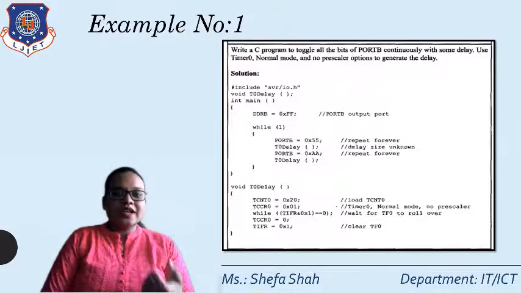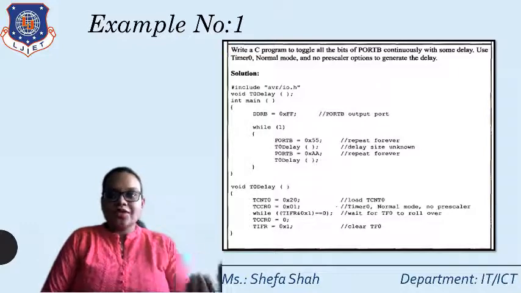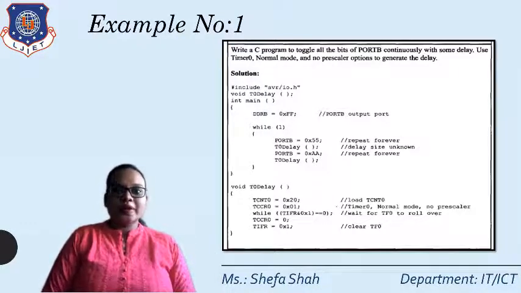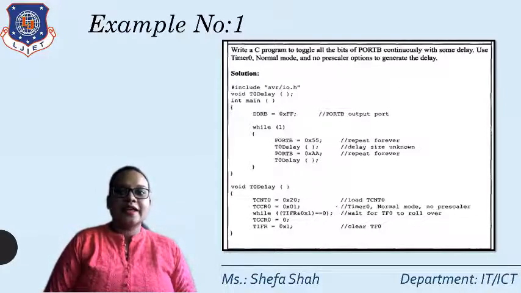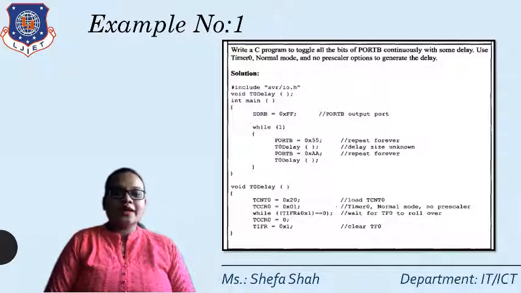So normal mode means the D3 and D6 bits of TCCR0 will be 0. From D3 to D7 all the bits will be 0, and as it is with no prescaler option, the prescaler value is 1. So we are representing the last 3 bits as 001. So in TCCR0 we are loading the value 0x01.